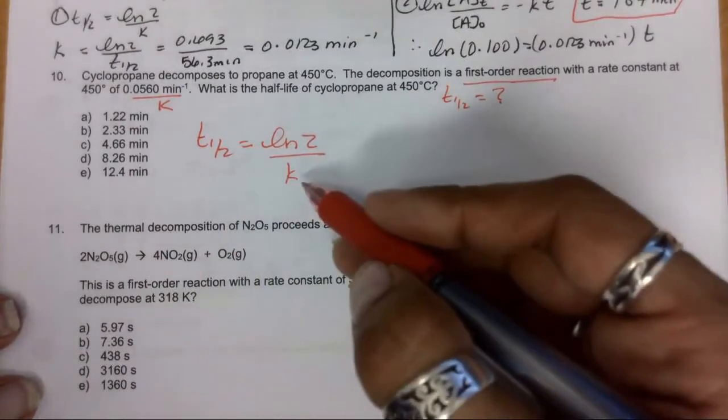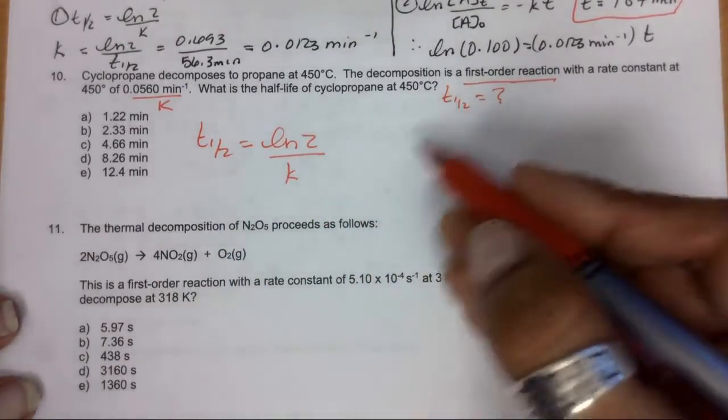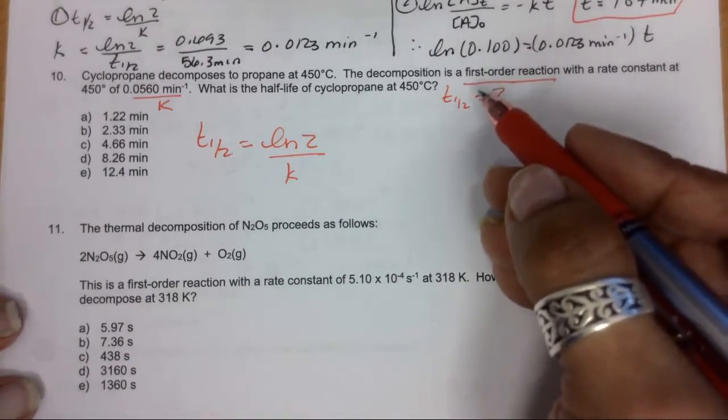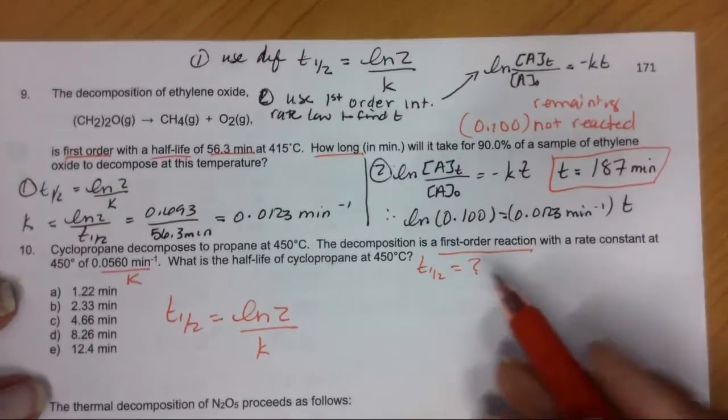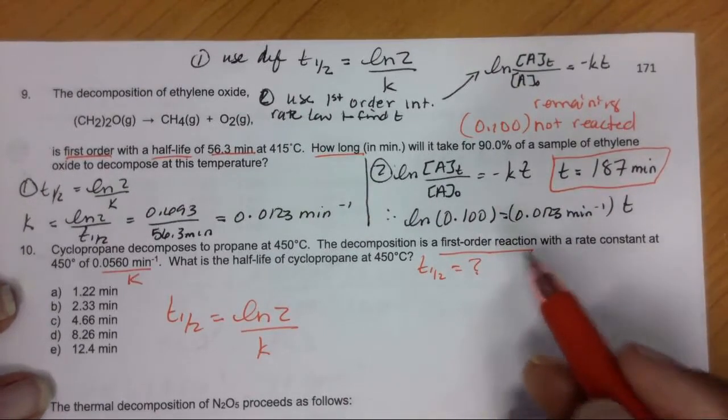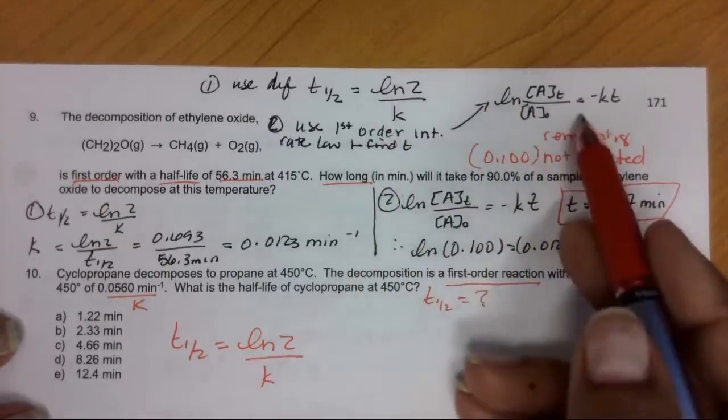You can find a half-life, you can find k. It just depends on what you're given. This is just simple plug and chug, right? And you need to know, anytime you're asked about the half-life and it's a first order reaction, you've got two equations you've got to work with. You've got this one and this one.